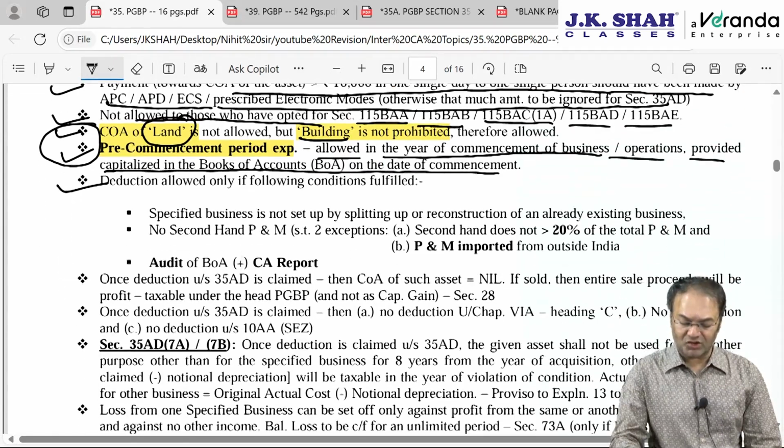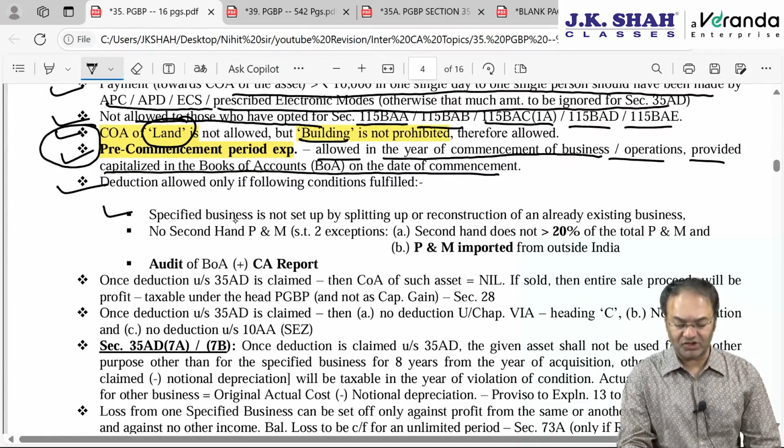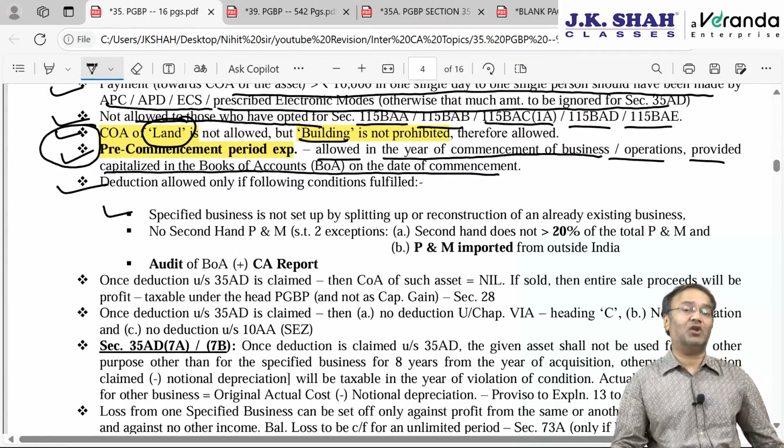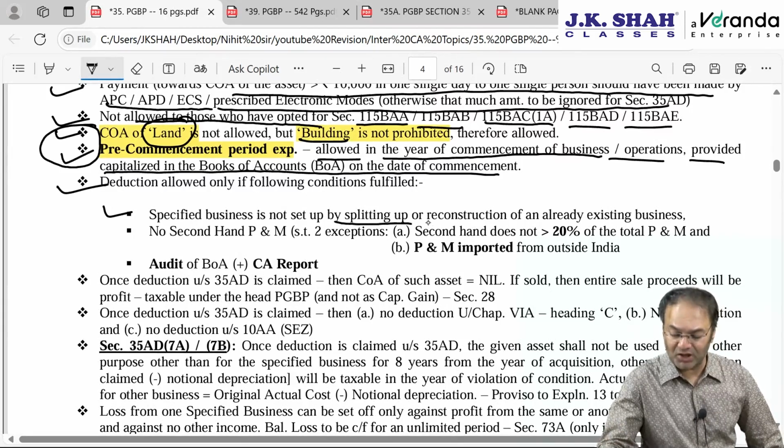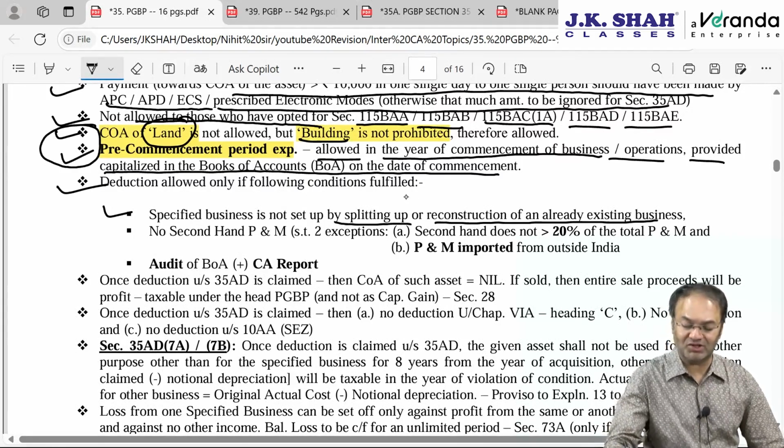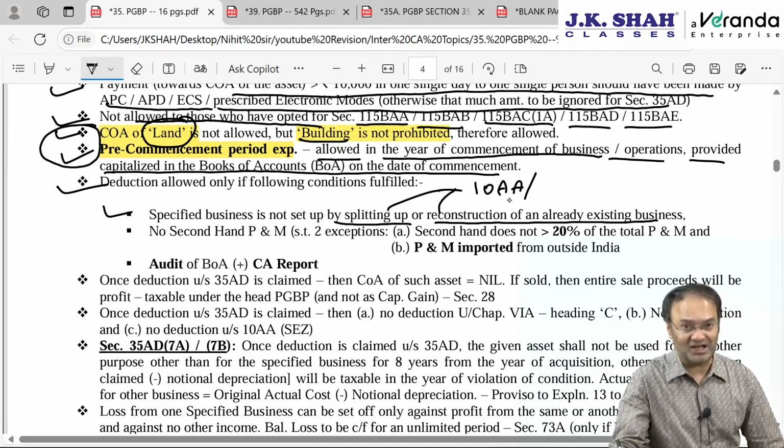There are extra conditions also, subject to exception. First is the specified business should not be set up by way of reconstruction or splitting up of an already existing business. Same condition, splitting up, reconstruction of an already existing business. Same kind of conditions were there in section 10AA also, SEZ, Special Economic Zone.